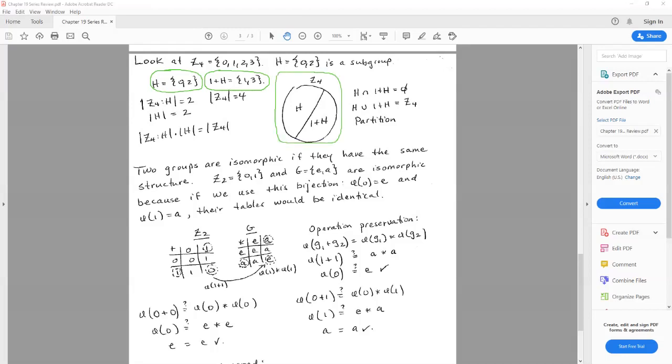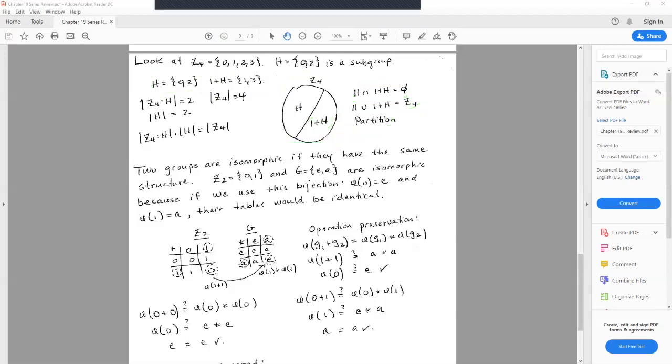Notice that I have taken Z4 and I have split it into 2 cosets, one being the subgroup H and the other being the subset 1 plus H. This is the entirety of Z4 partitioned according to H. Notice that the intersection of the 2 partitions is the empty set, which means they cannot overlap. And if you look at the union of the 2 cosets, you get Z4. And this completes the definition of an appropriate partition.